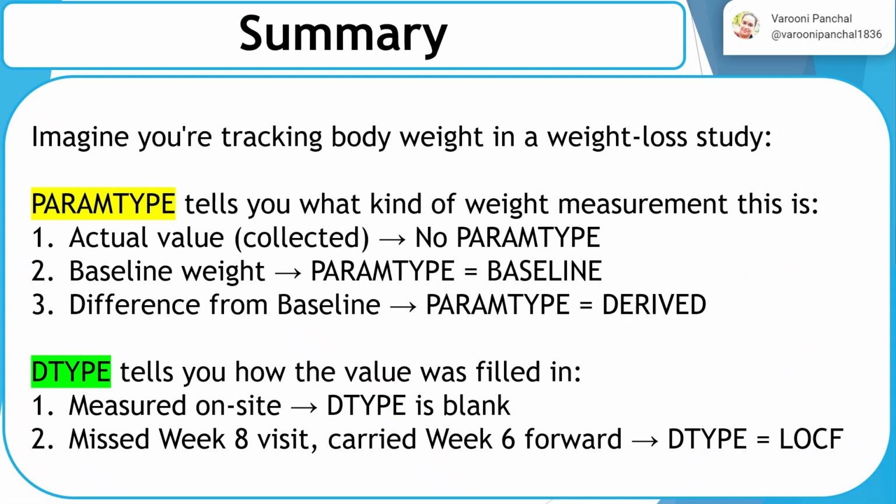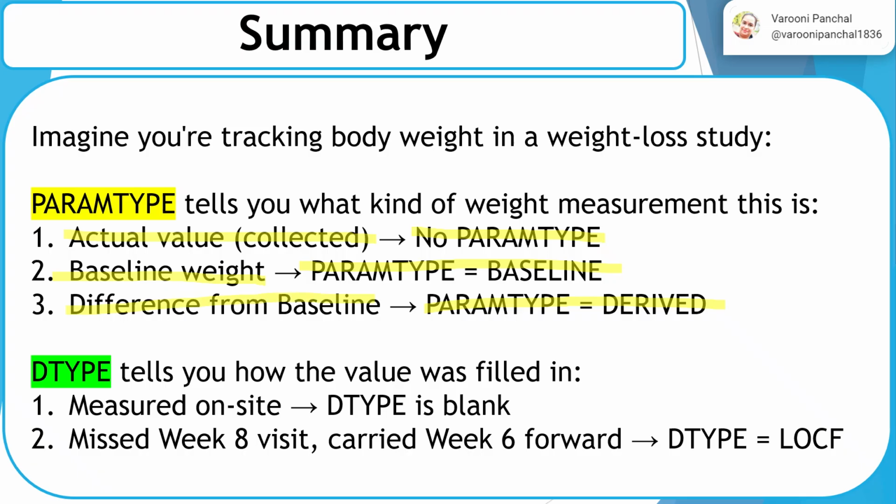Summary. Imagine you are tracking body weight in a weight loss study. Param type tells you what kind of weight measurement this is. Say in a specific CRF you are collecting the actual weight of the body. Since you are collecting the actual value, there is no param type. Now, what is the baseline weight of that specific patient? In that scenario, your param type is baseline. If I'm calculating the change from baseline or percentage change from baseline, the param type is derived, since you are calculating the difference from baseline.